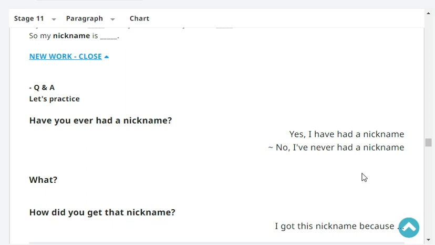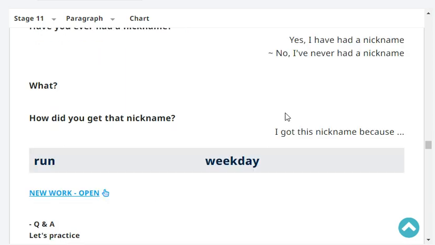Machan. How did you get that nickname? I got that nickname because my original family name is Matsushima. And then Chan is for a friend, a close friend. Very good. Machan.